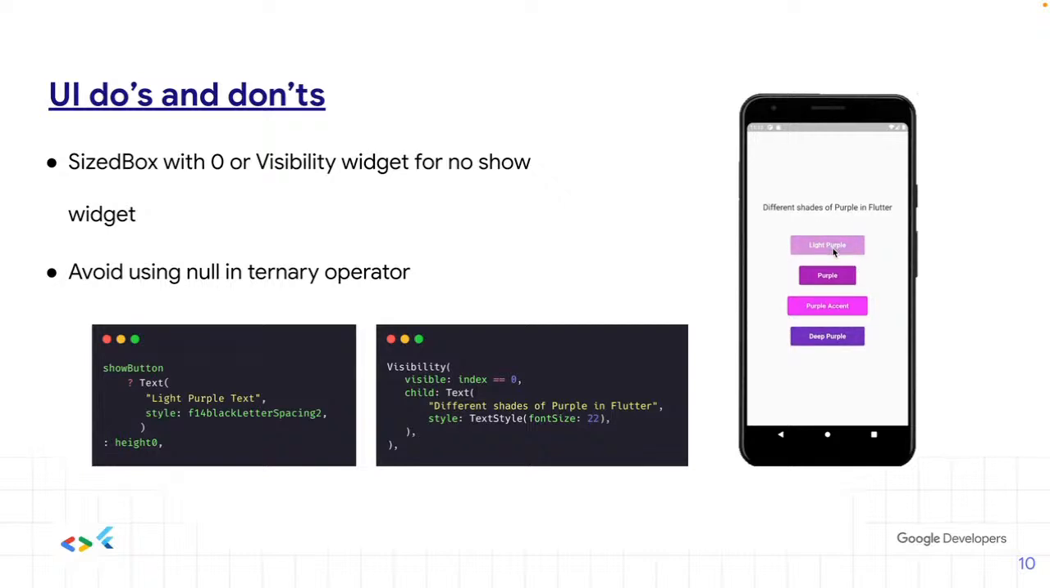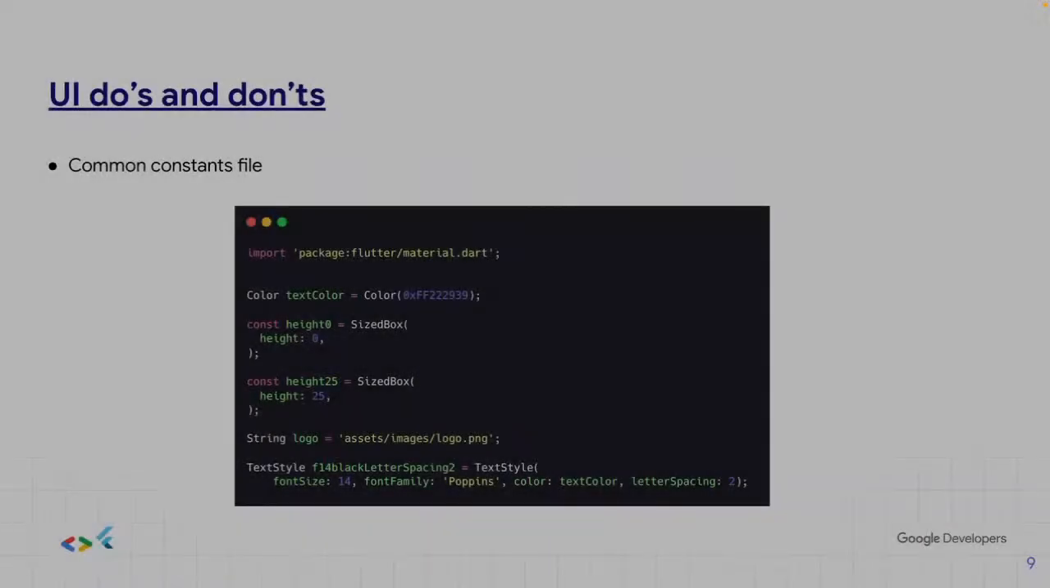Two of the ways would be, first one, using a ternary operator, that is the show button, the first code, and the next one will be using a visibility widget. Now, the way I do it is I use a ternary operator. Now, show button is like a variable, it's a Boolean variable. Whenever show button is true, the text, that is light purple text, will be seen on the screen. And whenever it is false, it's going to be an invisible widget. That is, a sized box with height 0.